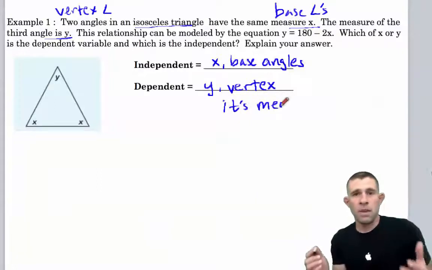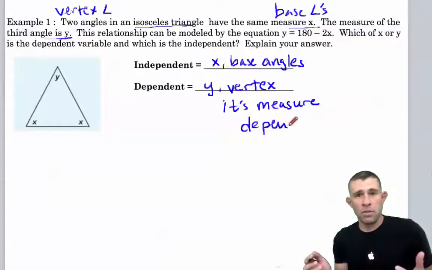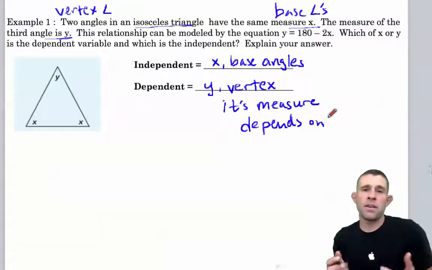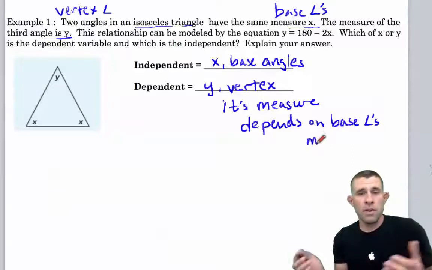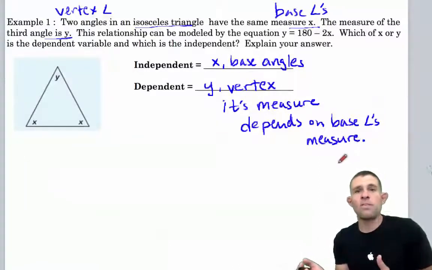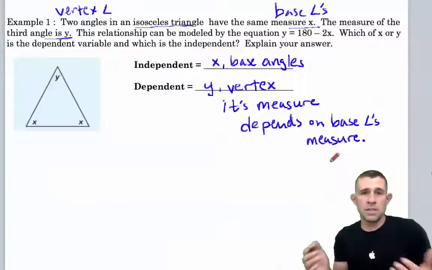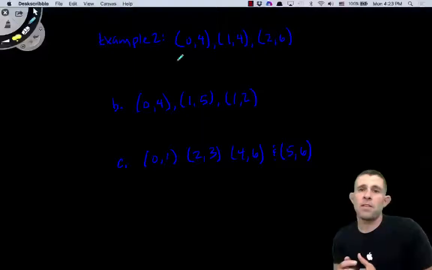For example, if our base angles both measured 40 degrees, we would double that to get 80 and take that away from 180 to get 100, and that would be the measure of the vertex angle. Likewise, if the base angles were 60 degrees each and we added that up and got 120, then the vertex angle would be the resulting 60 degrees. So the vertex angle depends on the base angles.